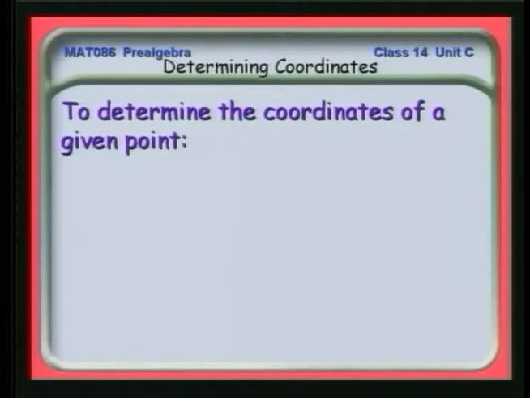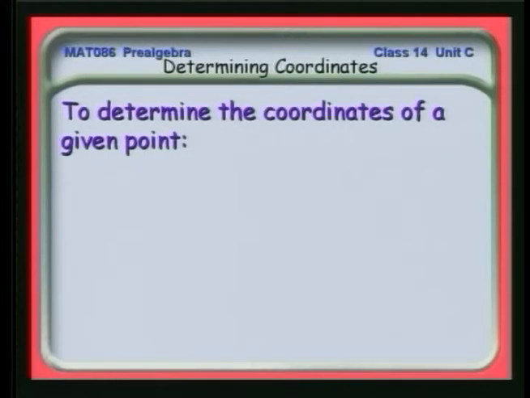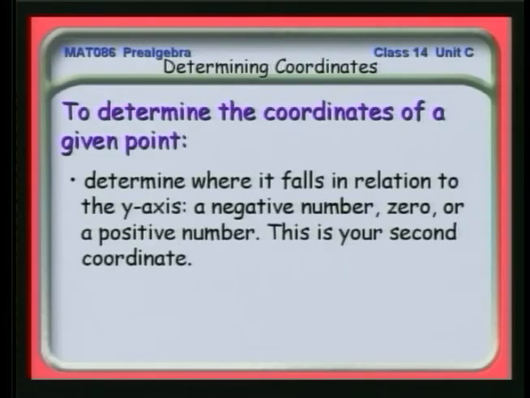Now, in order to determine the coordinates of a given point, here's what you do. You determine where it falls in relation to the x-axis, whether it's a negative number, meaning you look to the left, 0, where you're right at the center, or a positive number where you look to the right. That's your first coordinate. Then you look at the y-axis. A negative number is down under the x-axis. A 0 is right along the x-axis, and a positive number means you're above the x-axis, looking up and down.